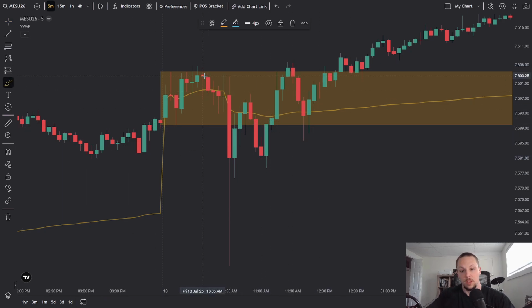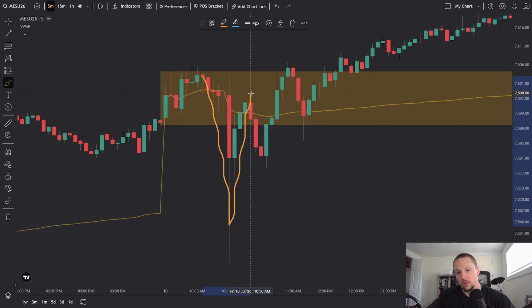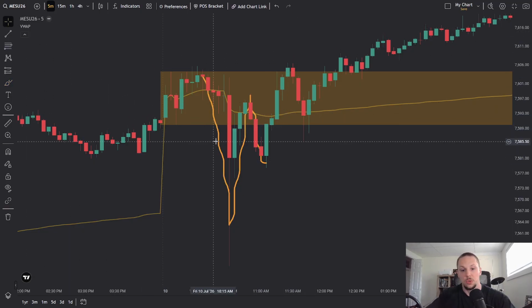So this is price breaking out. This is the sign of reversal. This is the pullback. And this is the confirmation candle. So that's how I enter a reversal trade, and this was a reversal for me.